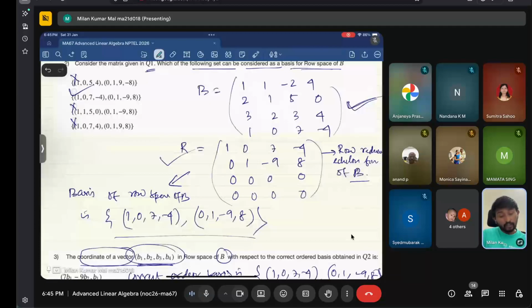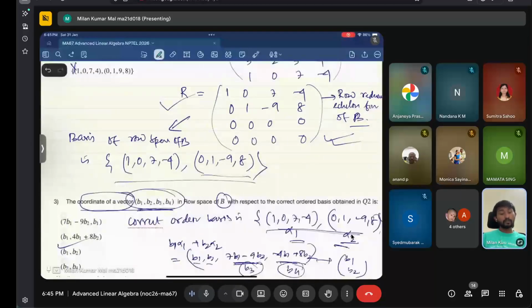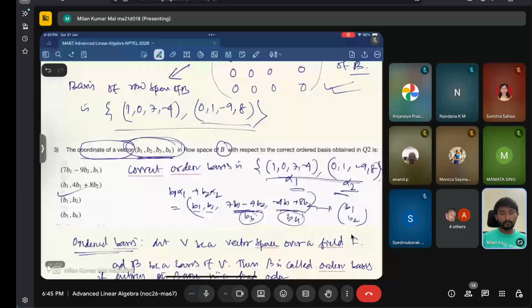And the row reduced form is this, so that's why the row space is spanned by these two vectors only. So now B1 alpha 1 plus B2 alpha 2, if you want to get this type of vector, you have to multiply B1 with alpha 1 and B2 with alpha 2. And this third and fourth term, whatever comes, has to be equal to B3 and B4.